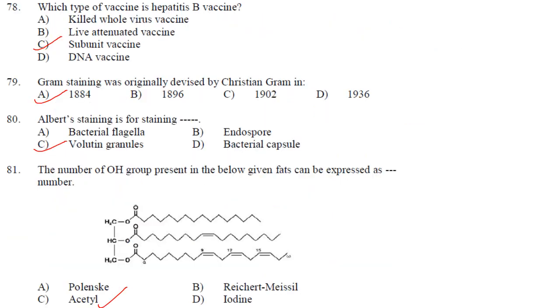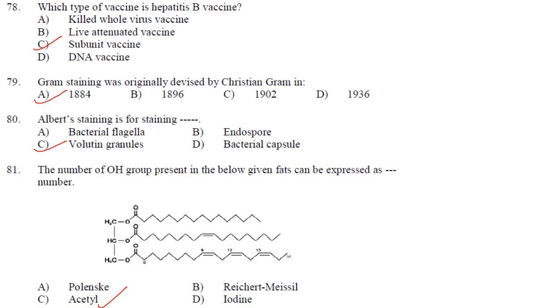Which type of vaccine is hepatitis B vaccine? It is a subunit vaccine. A subunit vaccine is a vaccine that contains purified parts of the pathogen that are antigenic. Subunit vaccines can be made from disassembled viral particles or through recombinant DNA expression. When recombinant DNA expression is involved in the production of this vaccine, it is called a recombinant subunit vaccine.